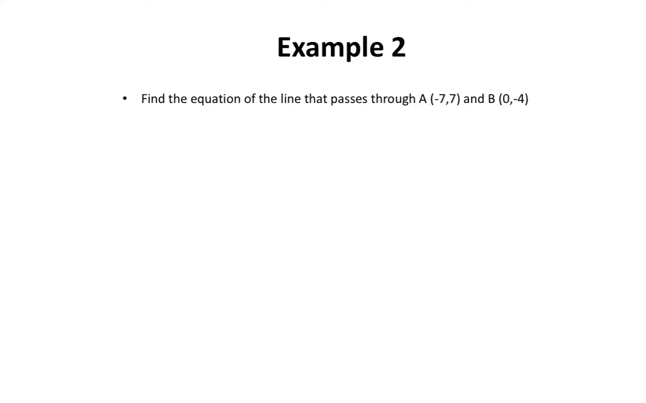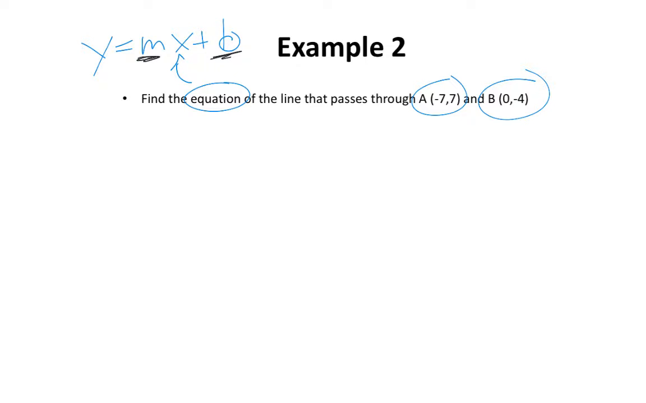In our second example, we want to find the equation of the line that passes through points A and B. We're going to follow the exact same strategy as our previous question. Because we want to find the equation of a line, we are going to have to figure out two values. We're going to have to figure out the slope as well as the y-intercept, neither of which are given in our question. However, we know 2 points on the line, and that is more than enough information.